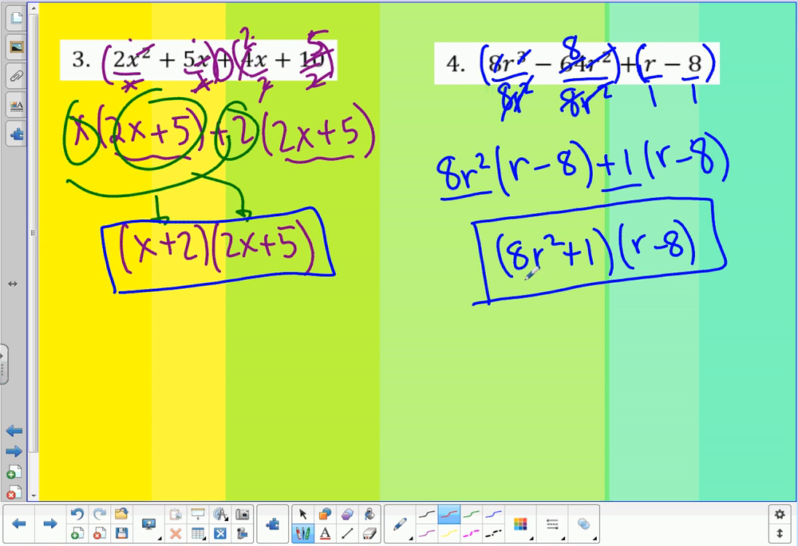So if I think about foiling this back together, I go first, which is 8r to the third, outside, which is negative 64r squared. And if I didn't have that 1, I wouldn't have anything to do inside and I wouldn't have anything to do last, so then I'd lose those last two terms, and that doesn't help me. That's not what I'm looking for here. So I have to represent the GCF of 1. That's why I keep that 1 as part of my factored expression.